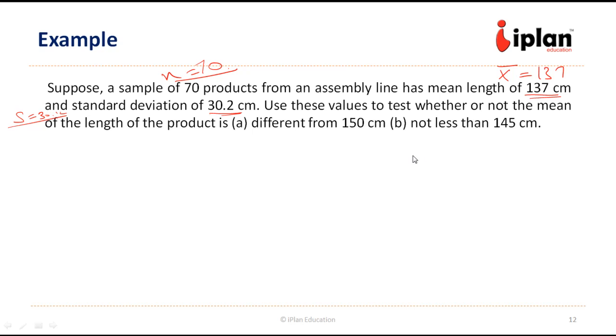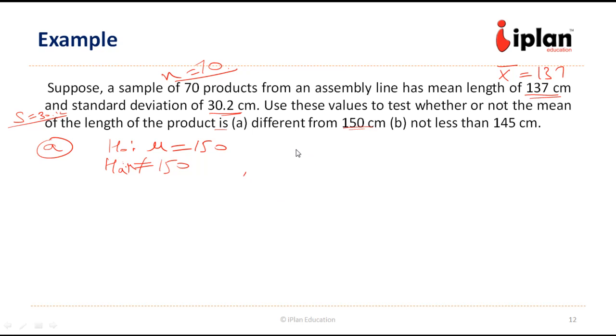We need to use these values to test whether or not the mean length of the product is different from 150 centimeters. That is part A. Let us create the hypothesis first for part A. It says it is different from 150 centimeters, so that is our alternative hypothesis, that it is not equal to 150. What is not equal to 150? The mean, mu. So the null hypothesis automatically becomes mu is equal to 150.